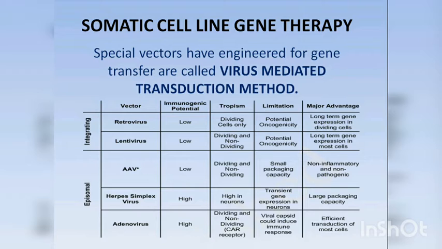So here are some broader views about somatic cell line gene therapy. Somatic cell line gene therapy is performed with special vectors that have been engineered for gene transfer, called virus mediated transduction methods. The viruses used as vectors are retrovirus, adeno-associated virus, lentivirus, adenovirus, and there are some major advantages so that somatic cell line gene therapy can be performed easily by these virus vectors.